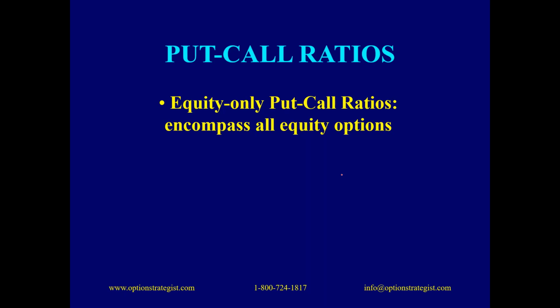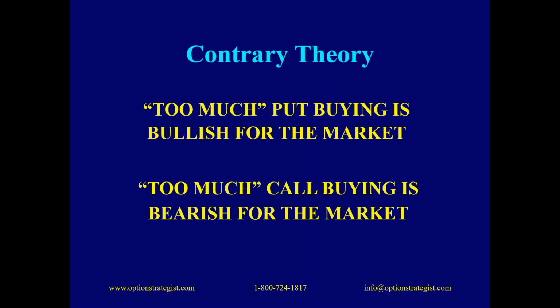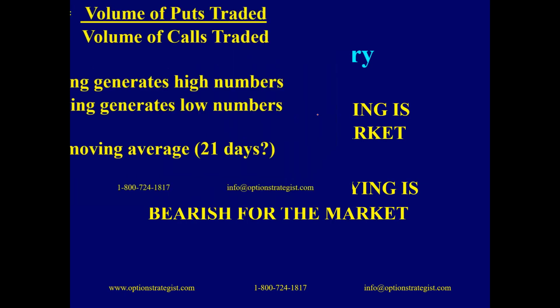So we use the equity-only put-call ratio, which is all stock options that trade, as our proxy for predicting the broad market, and I'll show you why in a minute. And the theory is this: if too many people are buying puts, then everyone is bearish, and we want to be bullish. Conversely, if everybody's buying calls, then they're too bullish, and we want to take the opposite, contrary opinion and be bearish. So we'll define what too much is in order to quantify this a little bit. We don't just use vague terms like that.